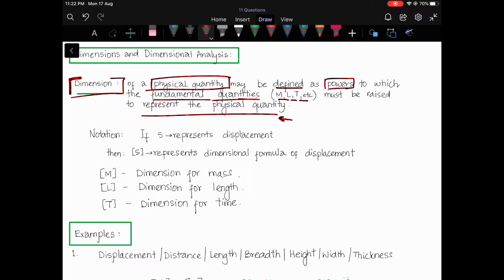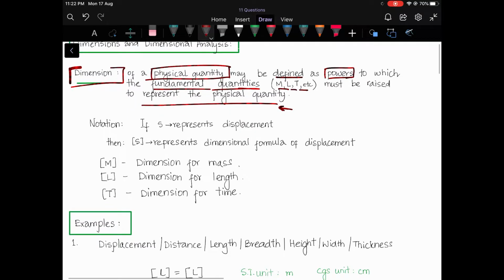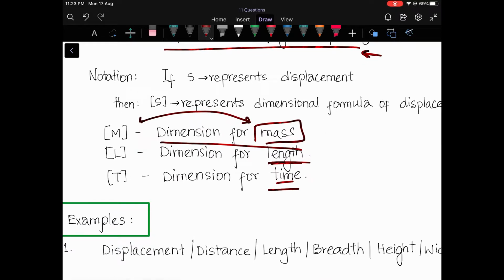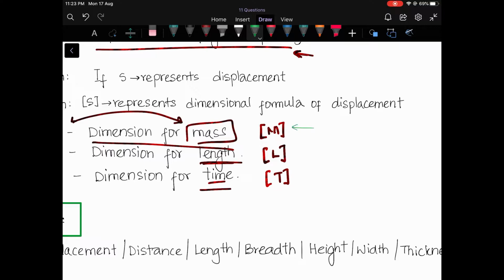Now the definition may not be clear for you, but in simple terms, the fundamental quantities that we have taken, like mass, length and time, we can say that mass is a dimension, length is a dimension for us, and even time is a dimension for us, such that we represent it by M with square brackets, then L with square brackets, and T again with square brackets. So we call it mass dimension, length dimension and time dimension.